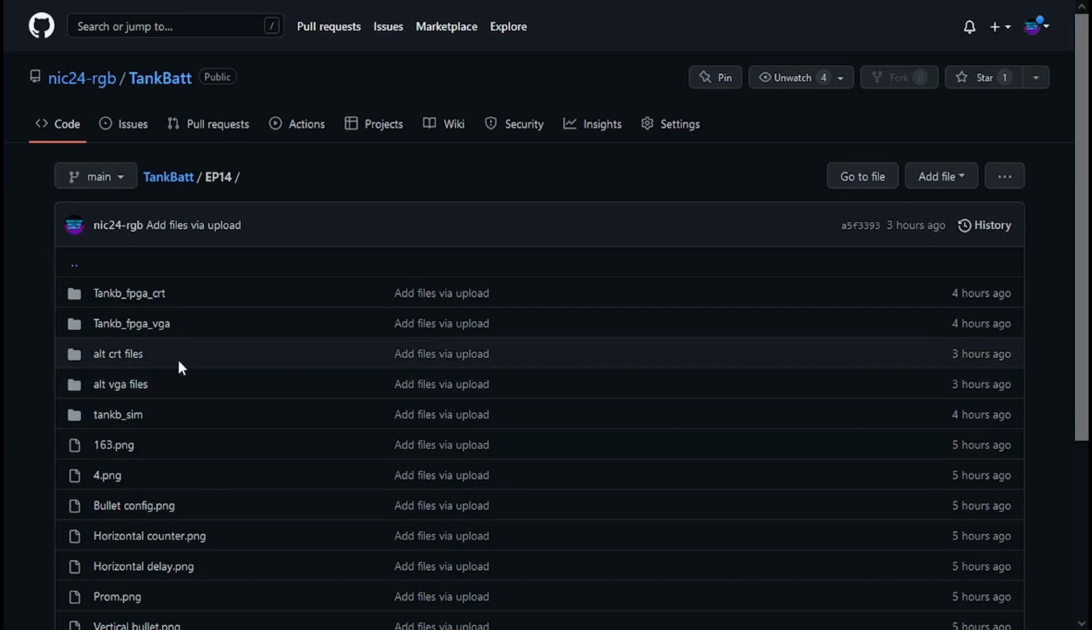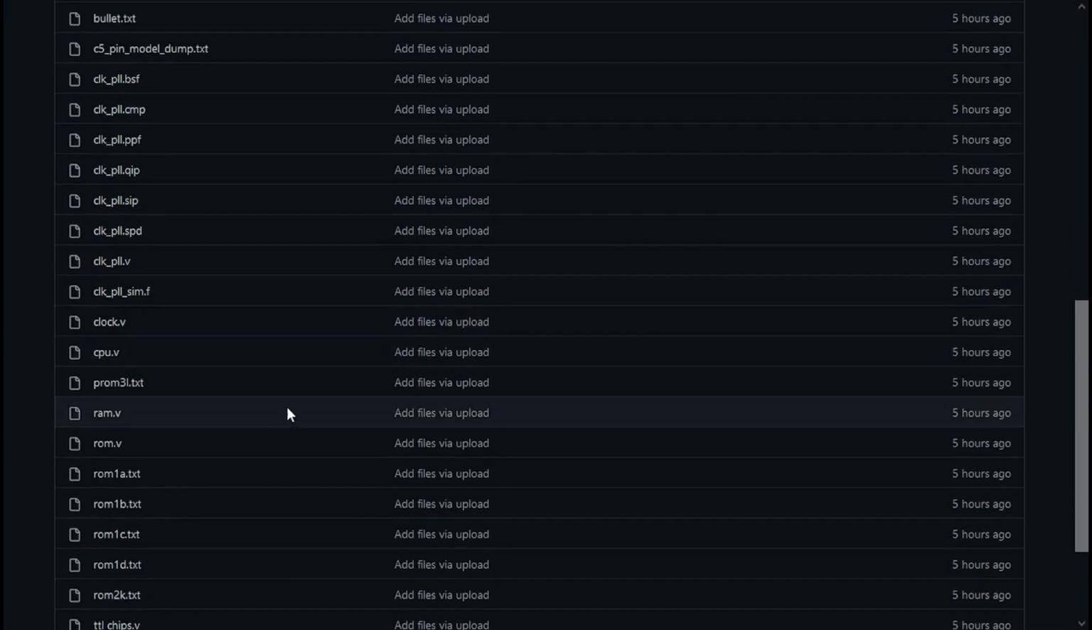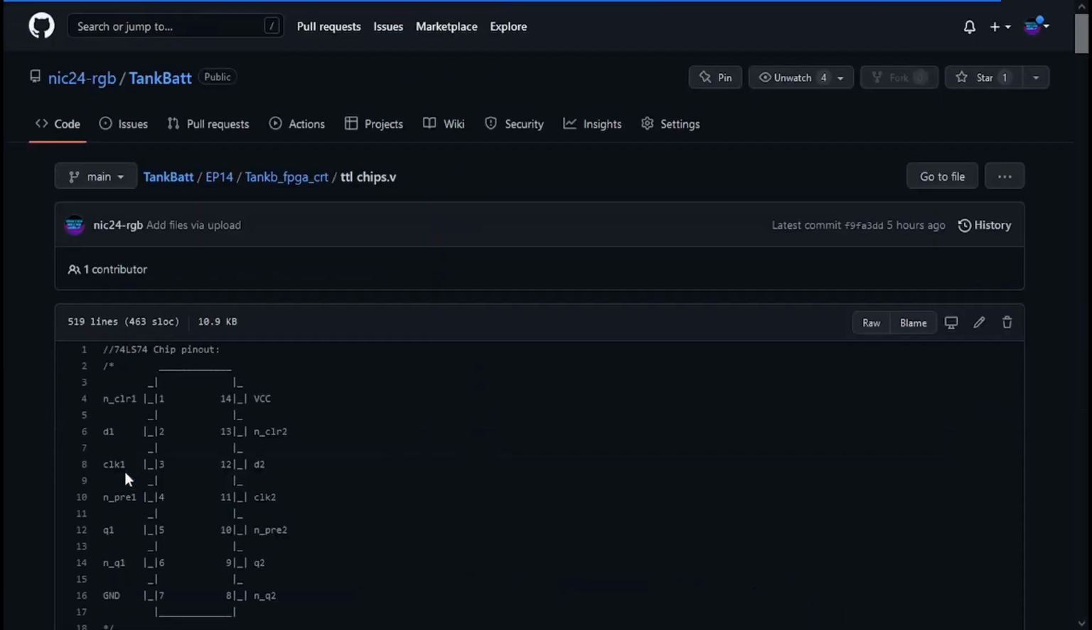All that is later on we're going to fire up the original core that we saw last week, but we're going to have the bullet included this time. And all that is just a change to the ROM file. Effectively in the Tank FPGA we change how the ROM is set up, but we'll get into that. So if we look in the CRT folder, first one to look at is TTL chips.